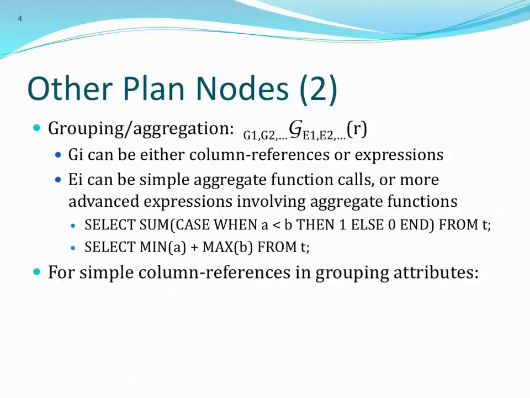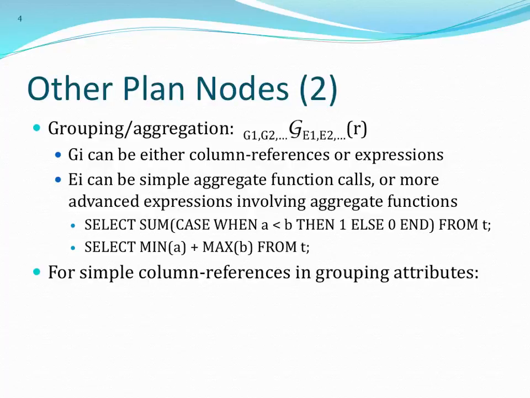If we have simple column references in our grouping attributes, so all the G1 through Gn, how many grouping attribute columns we have, they're all just simple column references. How many rows will the grouping operator produce? This is something that we can actually compute from our statistics. So we take in an input table. Let's say that we have statistics for that input table. One of the statistics is how many distinct values there are for each column. And we're also told that G1 through Gn are column references. So how many distinct rows will the grouping produce?